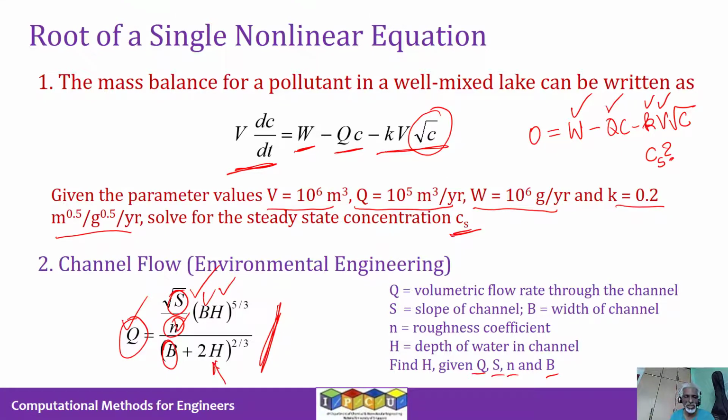As you can see, there is nonlinearity because there is division of H to the power of 3 by something that involves 2H to the power of 2 by 3, plus B, etc. This makes it nonlinear. So given the values of Q, S, N, and B, finding H involves solving for the root of a single nonlinear equation. This equation is nonlinear whichever way you represent it, and there is just one equation. So it falls into this class of problems.